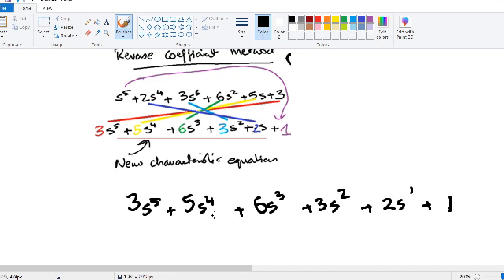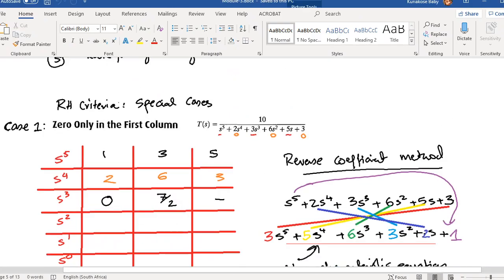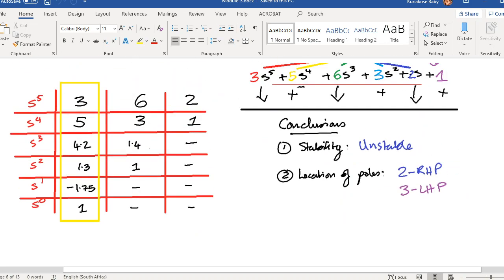So based on this, you get a new characteristic equation. And it is using this characteristic equation that you will now create your new Routh table. So as you can see here, we have used this new characteristic equation and created a new Routh table. The odd terms, the coefficients are 3, 6, and 2. The even terms are 5, 3, and 1.